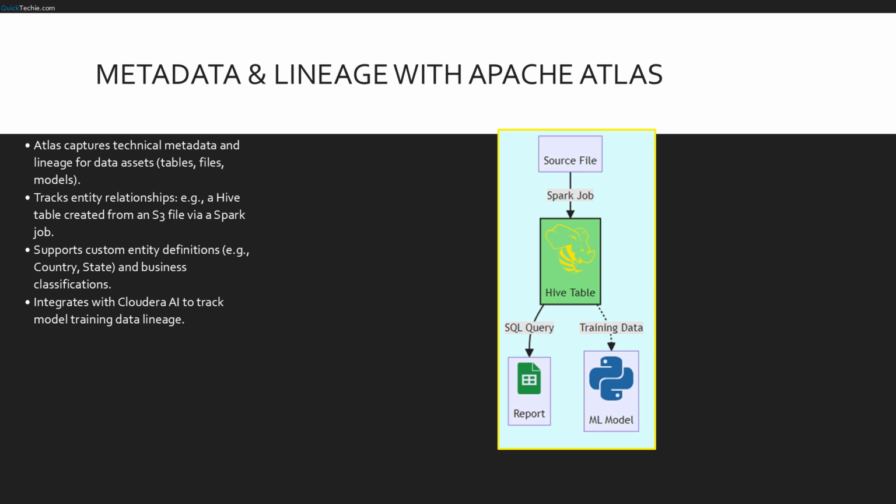This lineage graph, generated by Atlas, shows the data lifecycle. We start with a source file in object storage. A Spark process transforms this into a managed Hive table. From there, the data branches. One path shows it populating a business report, while the dotted line shows it serving as training data for an ML model. Atlas captures all these relationships automatically.